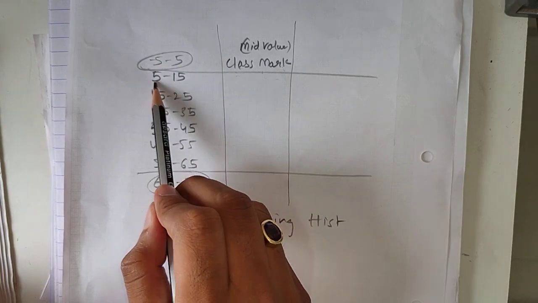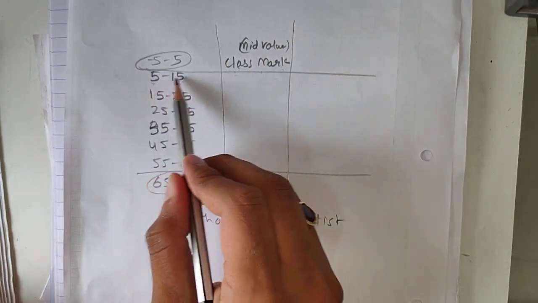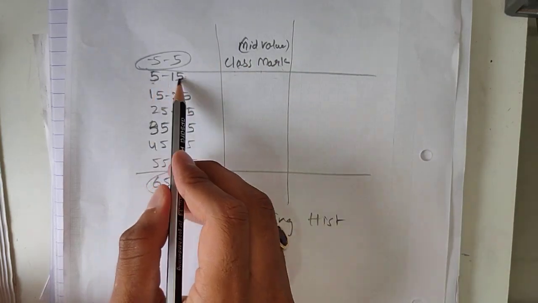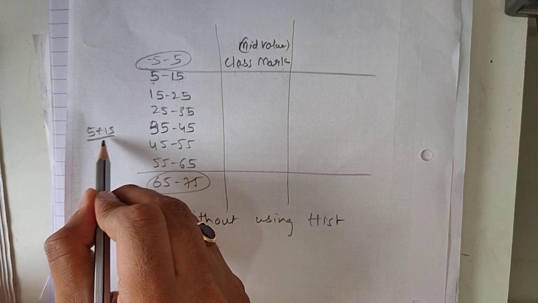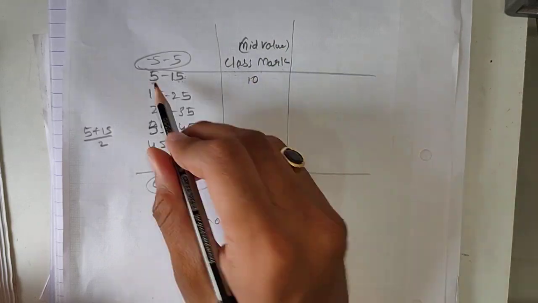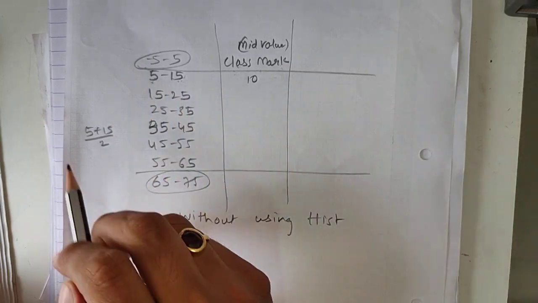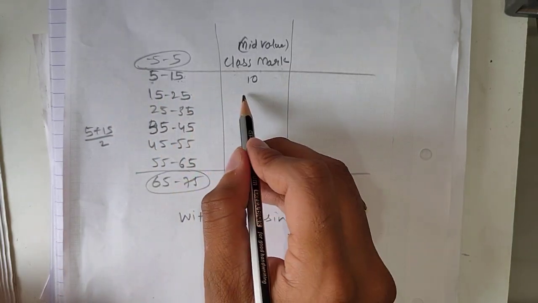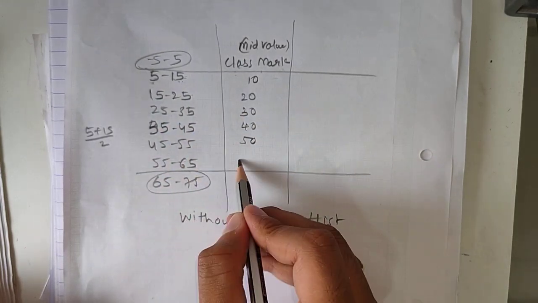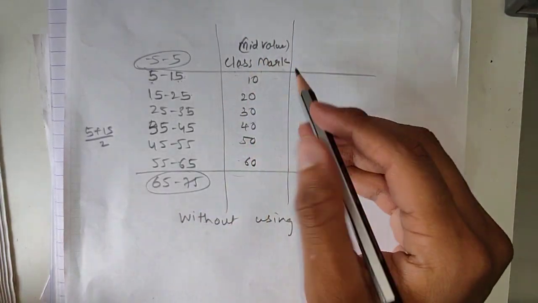For this class, 5 to 15, what will be the midpoint? The midpoint of 5 and 15 will be 10. If you are not able to do it orally, add the numbers, 5 plus 15, and divide by 2. So 5 plus 15 is 20, divided by 2 is 10. So the midpoint of 5 to 15 is 10. For 15 to 25, 15 plus 25 is 40, divided by 2 is 20. The third one will be 30, then 40, 50 and 60. You have found the class marks.